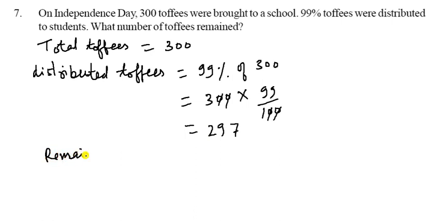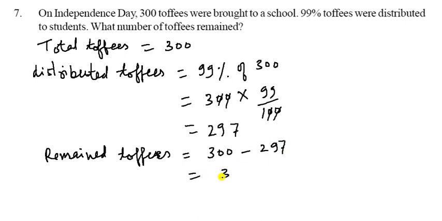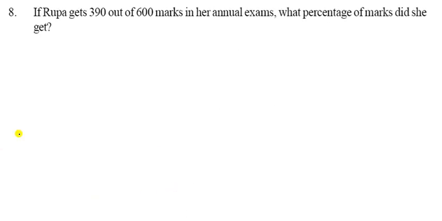So let us see the remaining toffees. Now the remaining toffees will be equal to 300 minus 297. So how much? It will be 3 only. So that one is your answer. Let us see the 8th question.